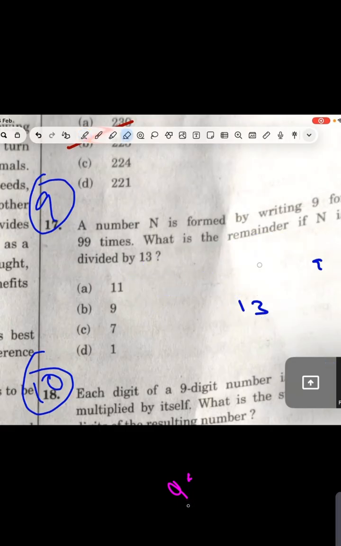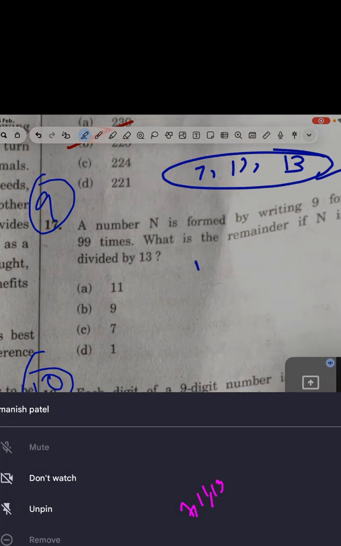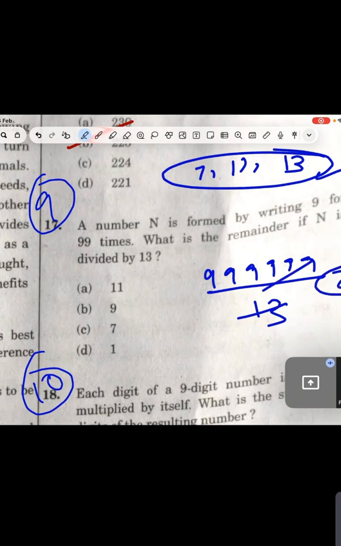Guys, one thing always remember: UPSC loves these three numbers: 7, 11, and 13. You can write it in your diary actually. Guys, if you write any digit 6 times, like 1 or 2 or 3, any number, and you divide by 13, the remainder is 0. You can check. So if I write 9 six times and divide by 13, the remainder will be 0.